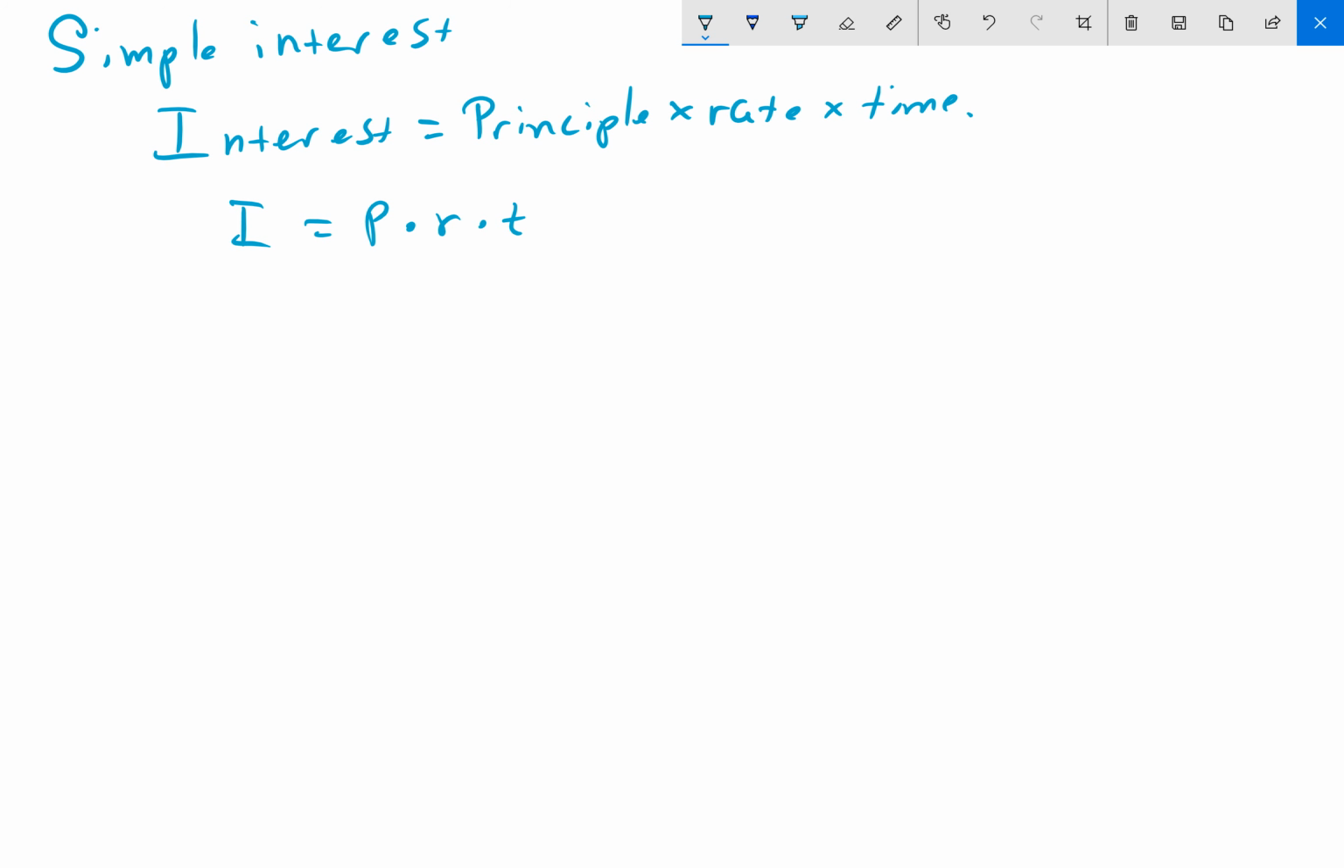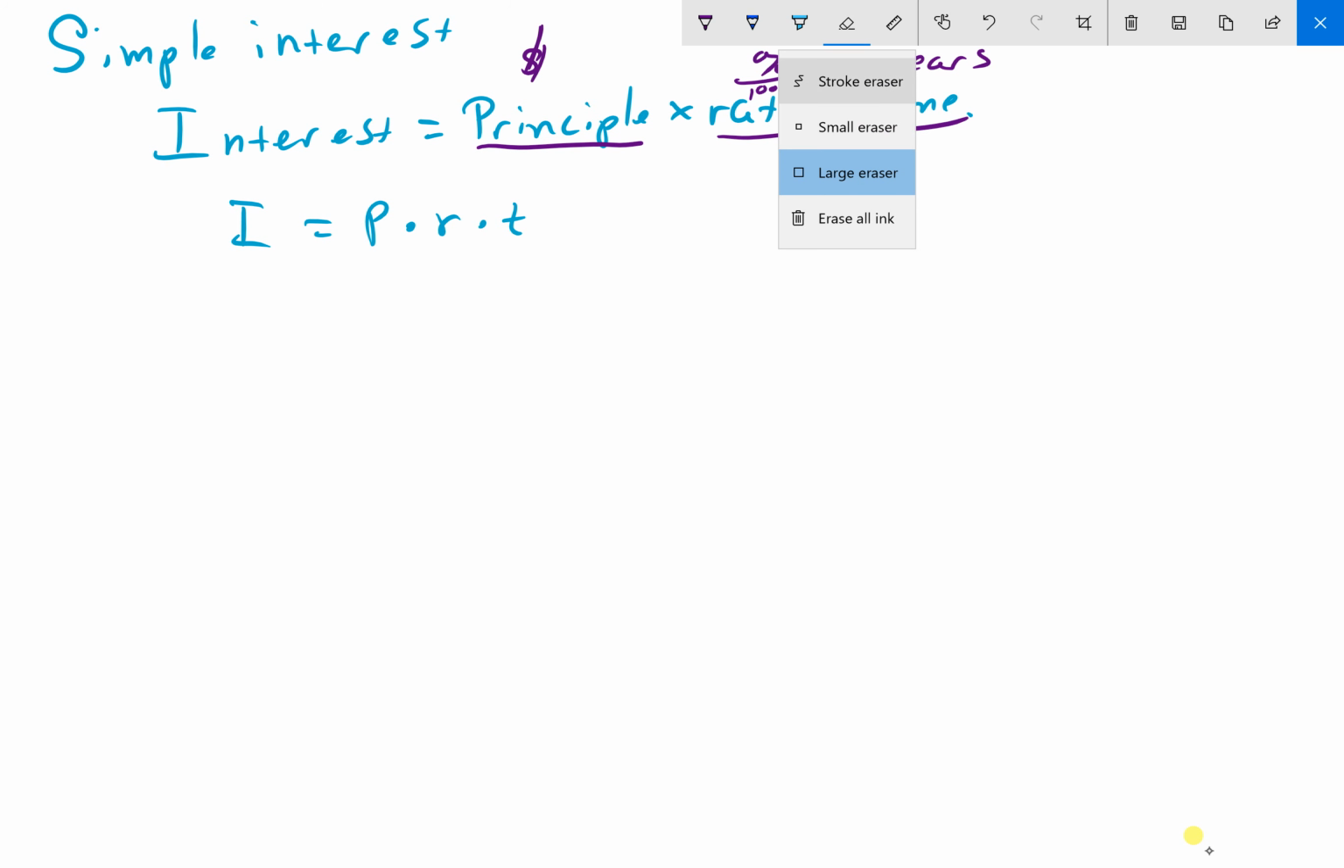Interest is the amount of money you earn on money that you've put away. So let's say the principal is the amount of money that you are putting away. Time is going to be in years, and the rate is a percent, so you're going to have to actually divide it by 100, which is kind of redundant since we know that percent means per 100. But I'll explain that in a minute.